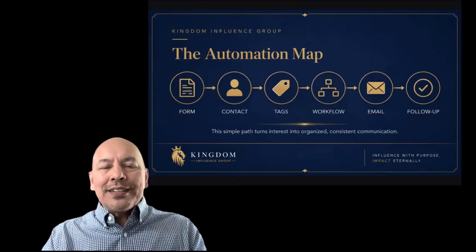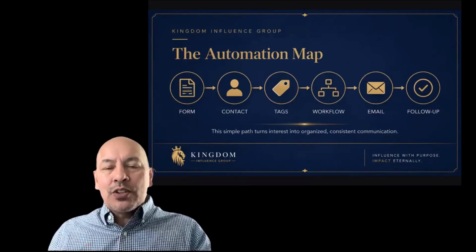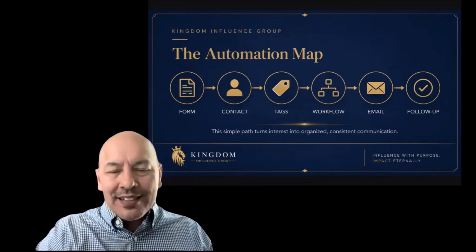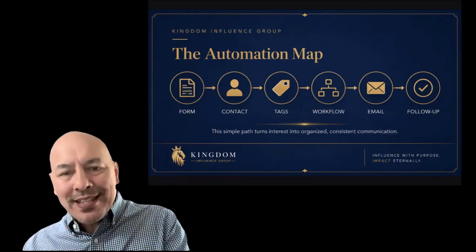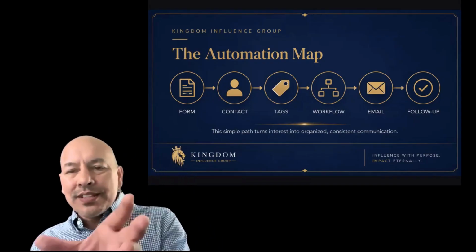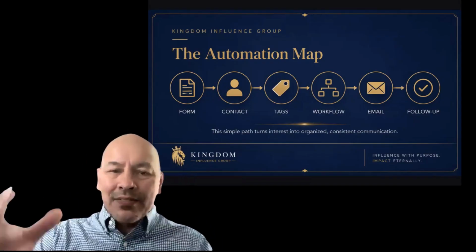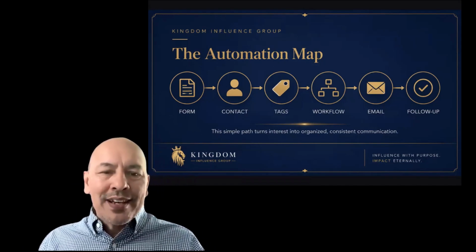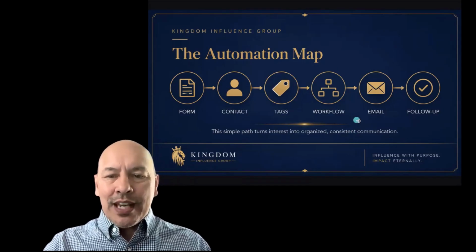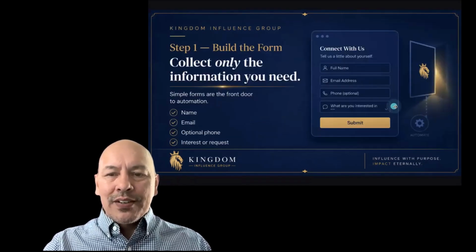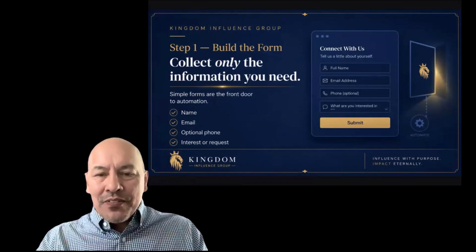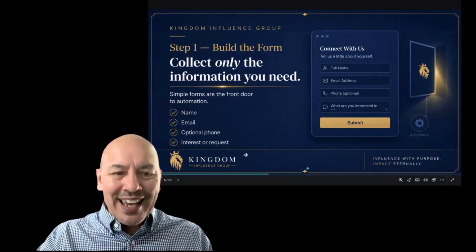So what we're building is an automation map. It starts with the form, then it goes into turning it into a contact, then it goes into organization with tags, then it goes into a workflow, then it goes into emails and the follow-ups. Okay. So it's a simple path that turns interest into organized, consistent communication. And that's what we're looking for. Before we build all this, I just want to give you the foundation of what we're doing today.